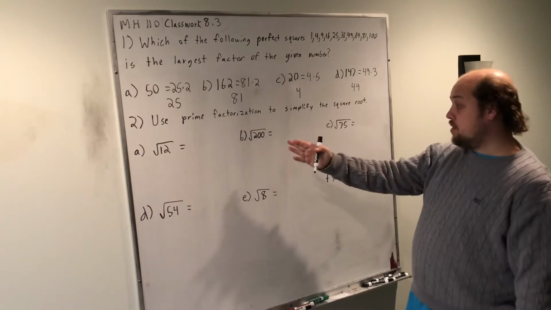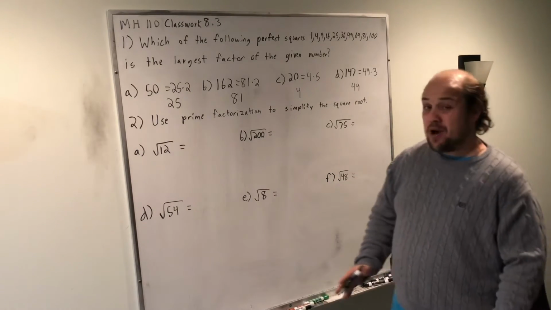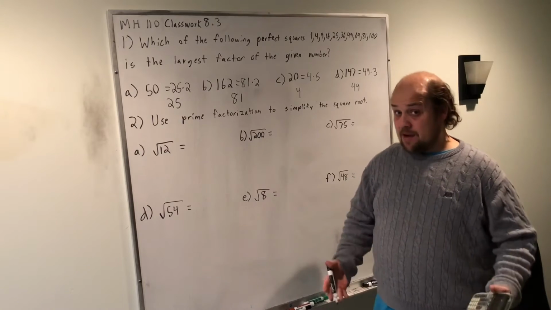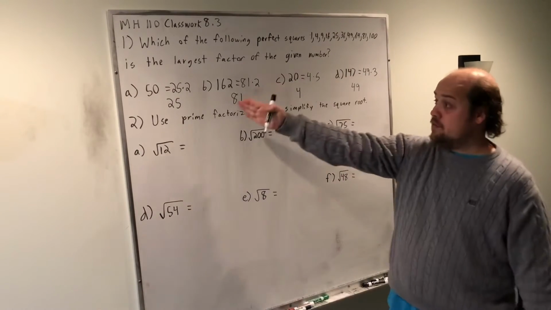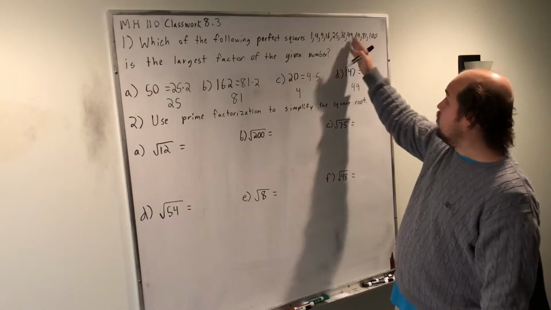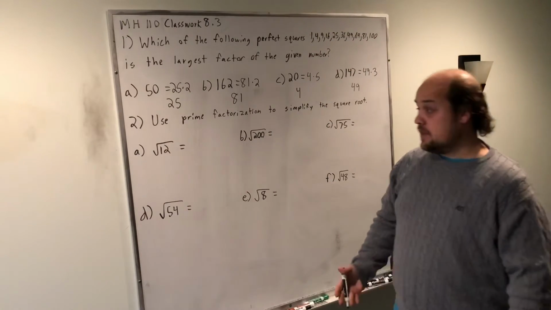I'm going to show how to do these next 3 problems using the prime factorization method, but again, I'm going to remind you that I think the best way to do them is the way that I just did these 4. Look down your list of perfect squares, see what goes in.